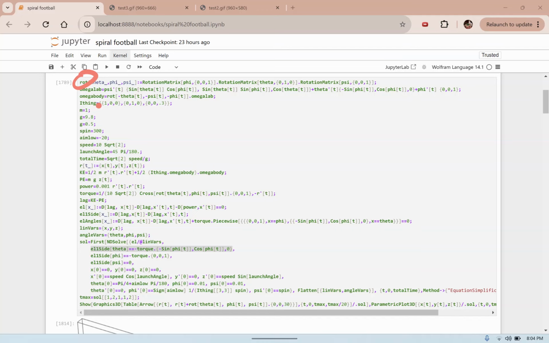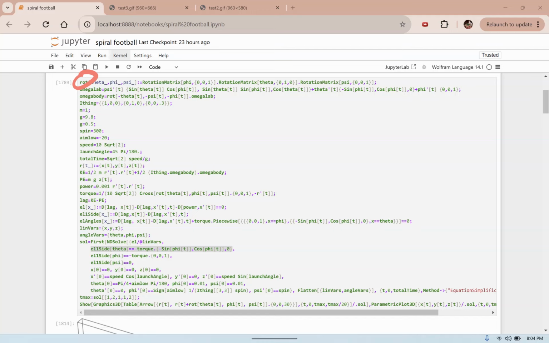Here's my moment of inertia tensor, which is exactly what I said. Set the mass equal to 1. It turns out that g of 9.8 is way too strong for the other numbers that I've chosen, so g of about 0.5 is way better. I can spin it at lots of different speeds. Aim low is how much I'm aiming above or below 45 degrees. So negative 20 actually means 20 degrees above the axis.